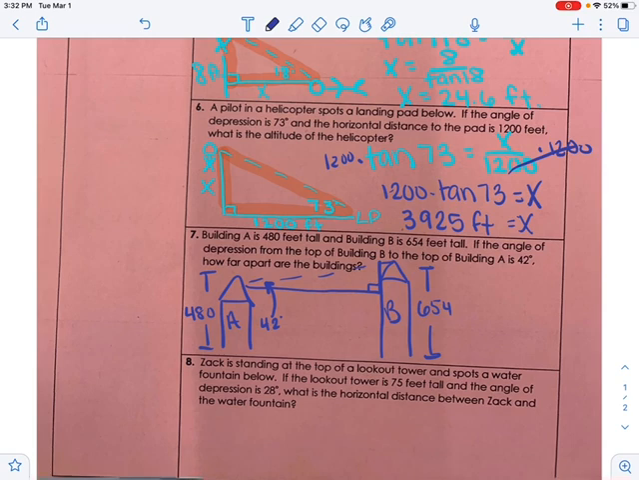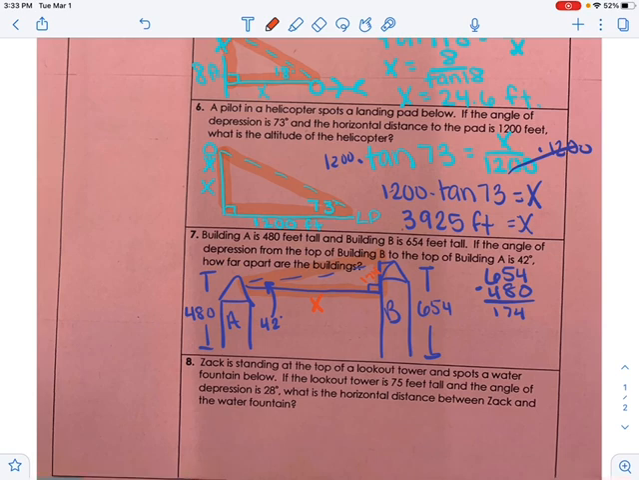And because we do have a right triangle right here, we can find that little height of the triangle because it's the difference of the two buildings. So it would be 654 minus 480, and you should get 174. So I'm going to change my color. So this right here is 174. And we want to know how much space is between the buildings. So I want to know the horizontal distance of this triangle.